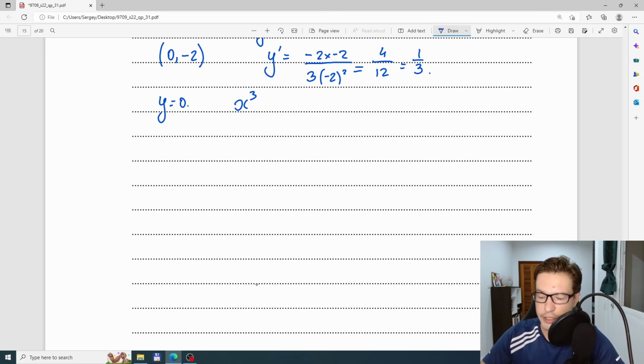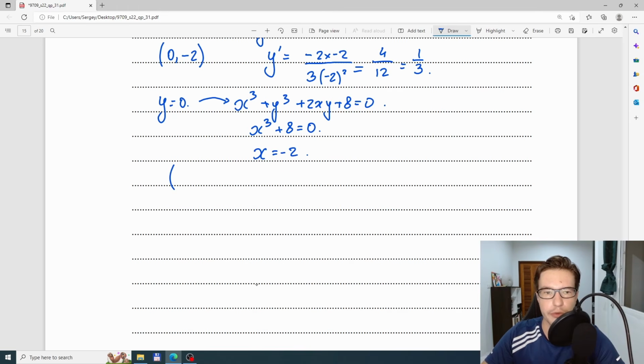Equation of the curve, again, is x cubed plus y cubed plus 2xy plus 8 equals 0. Substitute y equals 0, and we get x cubed plus 8 equals 0. So that means x is minus 2, and our point is (minus 2, 0). Now substitute this into the derivative, and we get y derivative equals 2 minus 3 times 4 divided by minus 4, and we get 3.